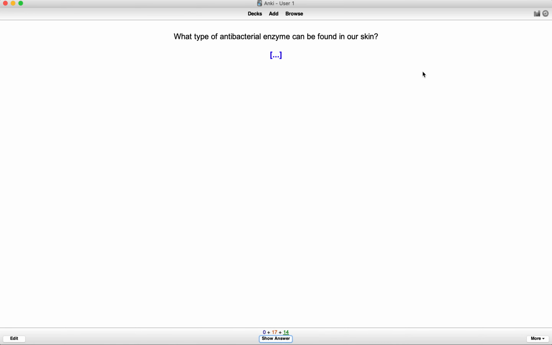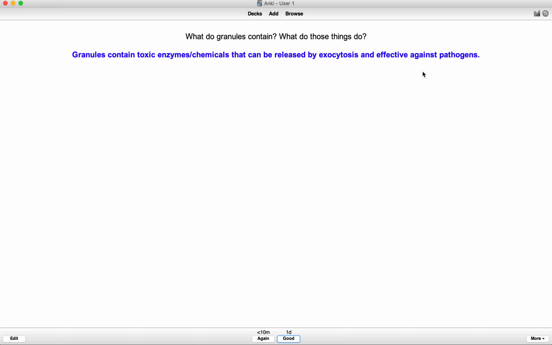What type of antibacterial lysozyme? Defensin? Okay. Toxic chemicals can be secreted by exocytosis, and those toxic chemicals will kill cells and promote apoptosis. Granules? Why do granules kill pathogens?